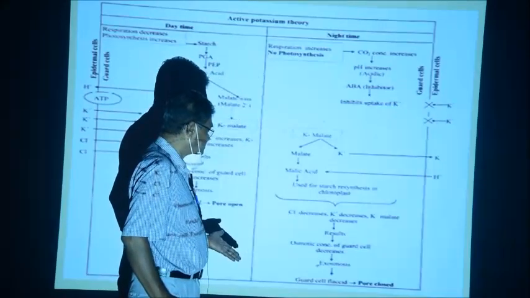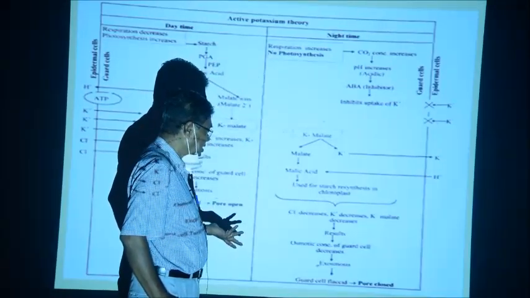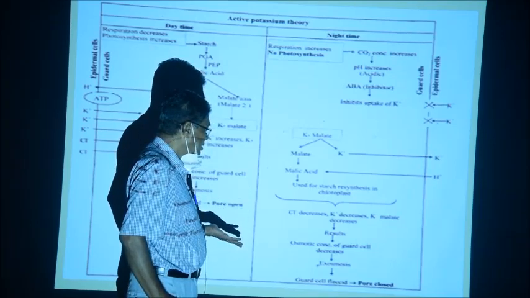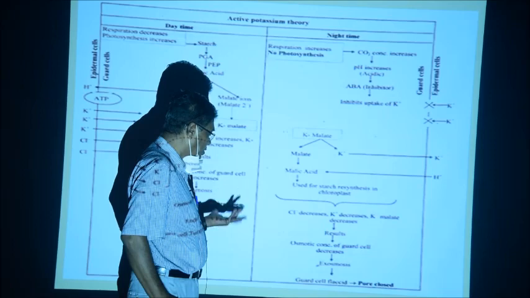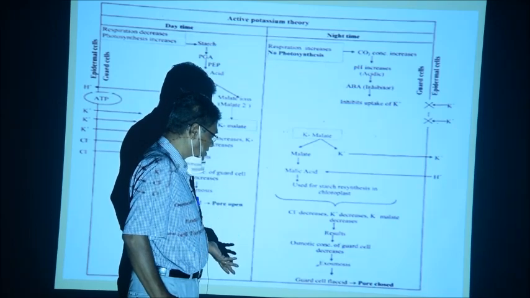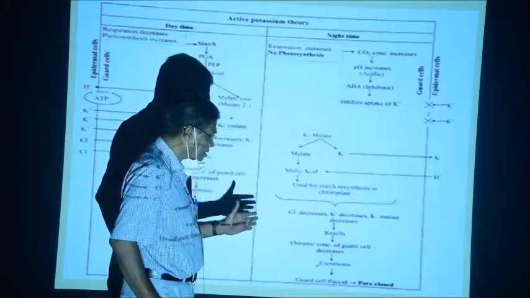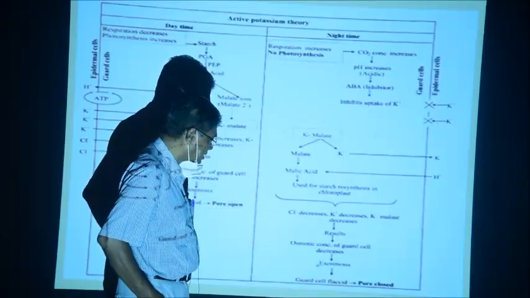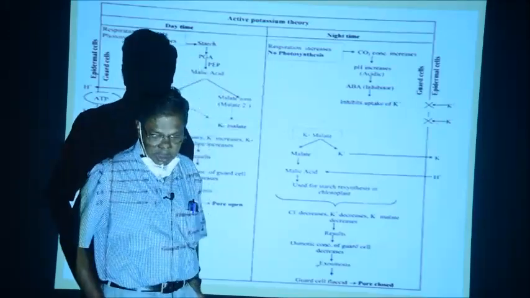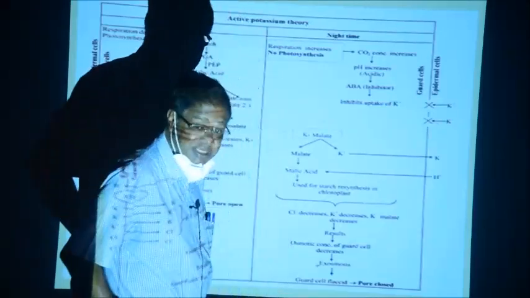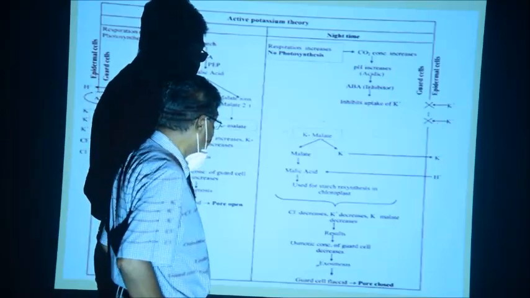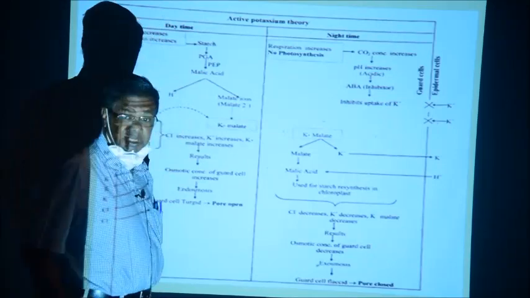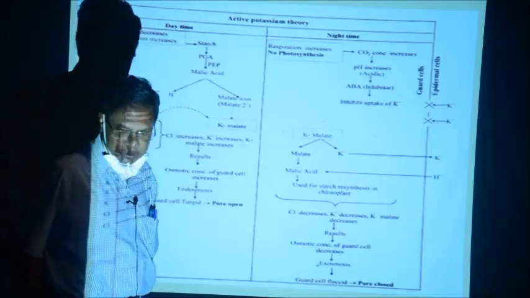Now, again the potassium ion decreases and the osmotic concentration decreases and there is removal of water from the guard cells, and that causes exosmosis. So, the guard cells become flaccid. Remember, flaccid means no water in the guard cells or less water, and turgid means more water in the guard cells.